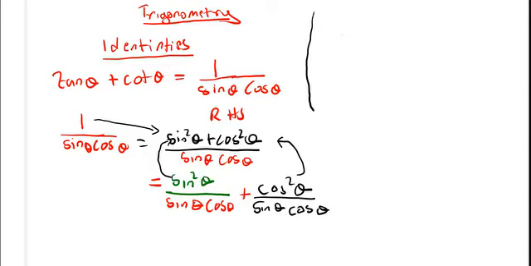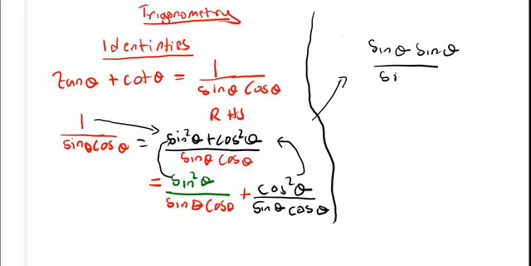There we can continue to say, where I see sine squared of theta, I can split it into two, which is sine theta times sine theta, divided by sine theta cos theta, and that is plus, I can do the same for cos squared of theta, which is over sine theta cos theta. I know that sine and sine will cancel, so I'm just remaining with sine theta over cos theta.